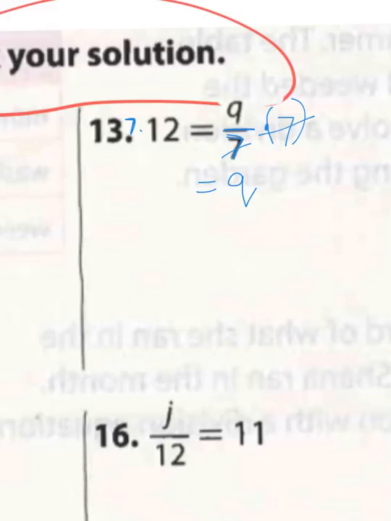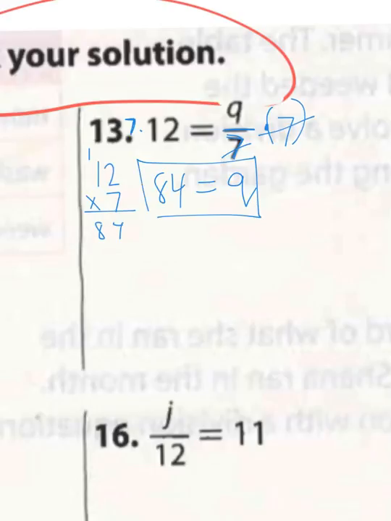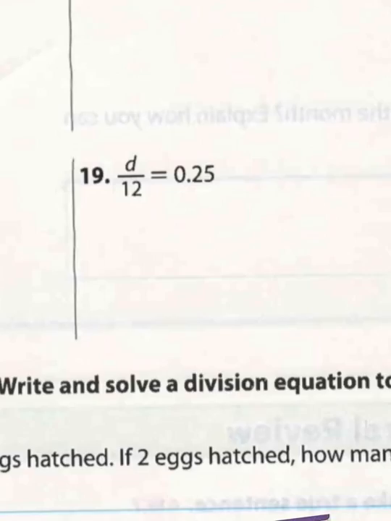So now I have 7 times 12, right? 12 times 7, so let's figure out what that is. 7 times 2 is 14, 7 times 1 is 7, plus the extra one is 8. So now we know that Q equals 84. There's my answer. That's how we work these out. I'm going to help you guys get started on number 19.